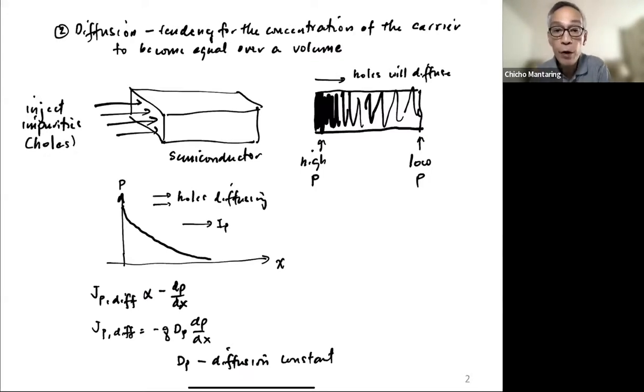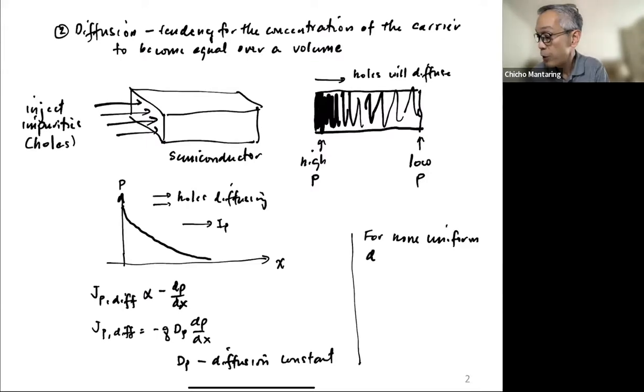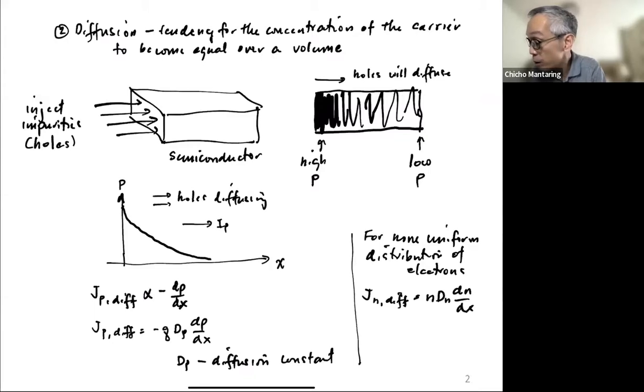If you had a non-uniform distribution of electrons, you have a Jn due to diffusion, and this is now going to be Q Dn dN/dx. Sorry, Q, not N. Q Dn dN/dx. Okay, why is there no negative here?